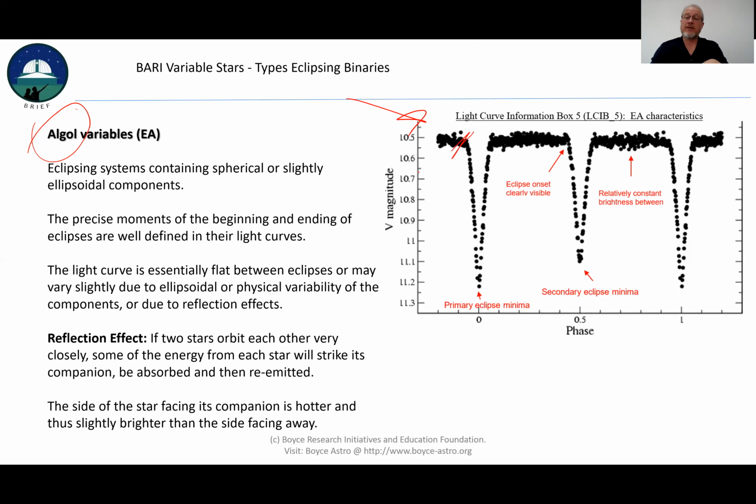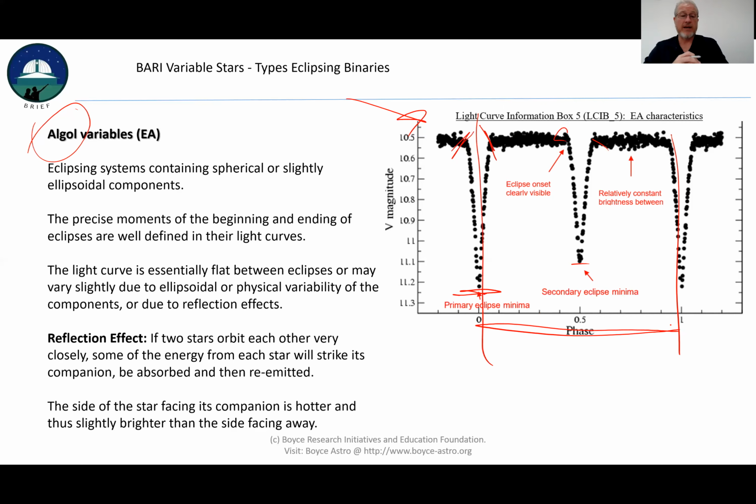You can see when this primary eclipse begins, what its minima is, and when it ends. You can also note that for the secondary. Remember, from the primary to the primary, this is the period in time of these particular eclipsing binary pairs. This light curve is essentially flat between eclipses, but may vary slightly due to the ellipsoidal or physical variability of the components or their rotation or their reflection effects.